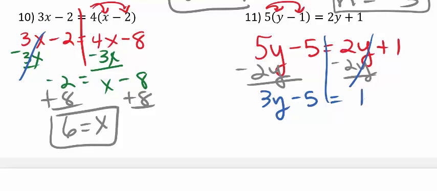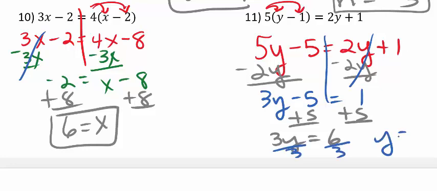Bring down the 1 on the right hand side, and then go ahead and solve for y. So we'll add 5 to both sides and get 3y is equal to 6. And then we can do the last step of dividing both sides by 3. So y is going to equal 2.